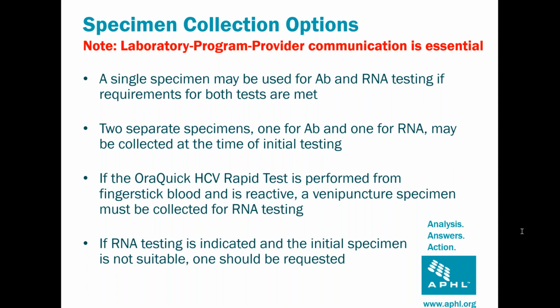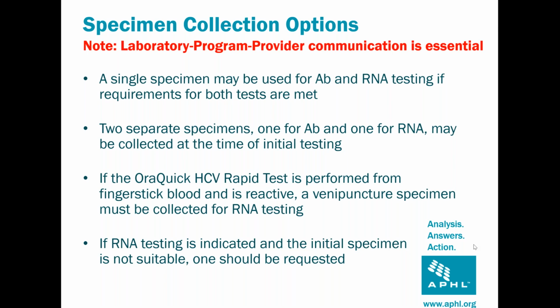Fortunately, for those three assays that have dual intended use claims, they happen to be FDA approved for serum and plasma, but not all viral load assays. If that's what's going to be your second test in the algorithm, that specimen requirement may be very different than your antibody requirement. But a single specimen may be used for antibody and RNA testing if the requirements for both tests are the same and are met. There may still be opportunities where 2 separate specimens, one for antibody and one for RNA, may be collected, especially if RNA testing is done at another site.